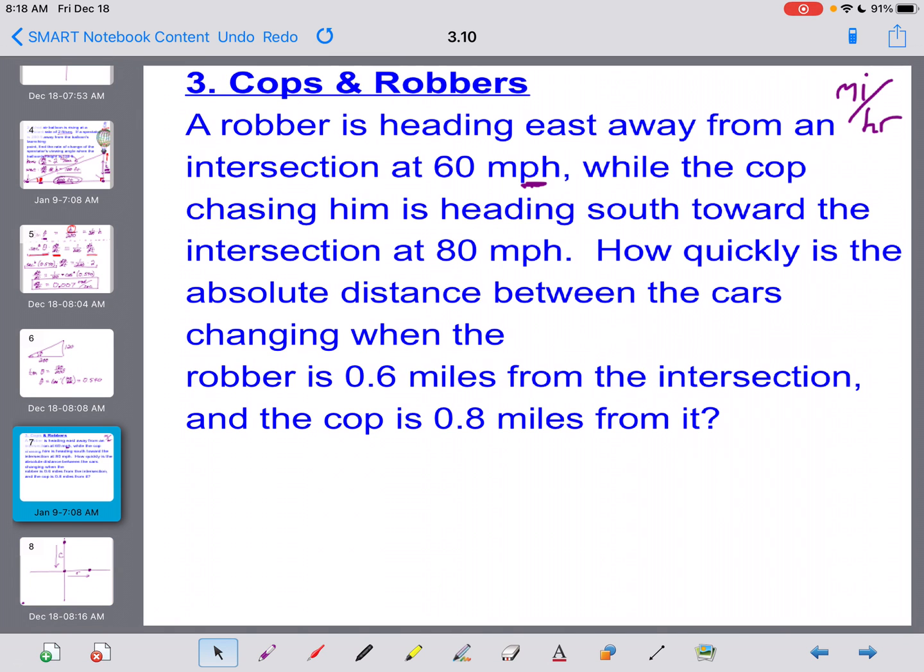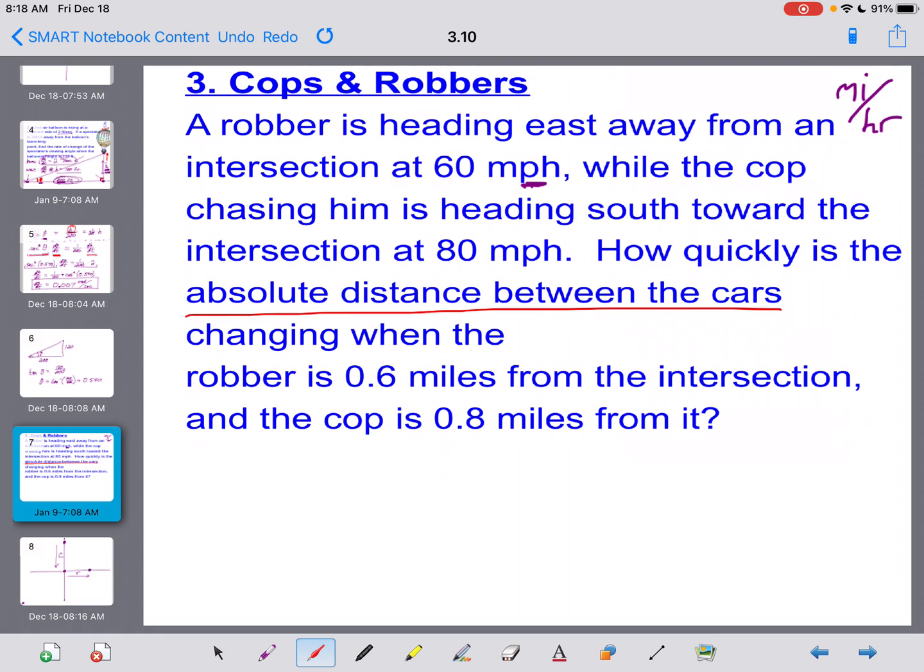The question now is, how quickly is the absolute distance between the cars changing when the robber is 0.6 miles from the intersection and the cop is 0.8 miles from it? Let's go back to the question at the beginning. That's wordy. How quickly is the absolute distance between the cars changing?